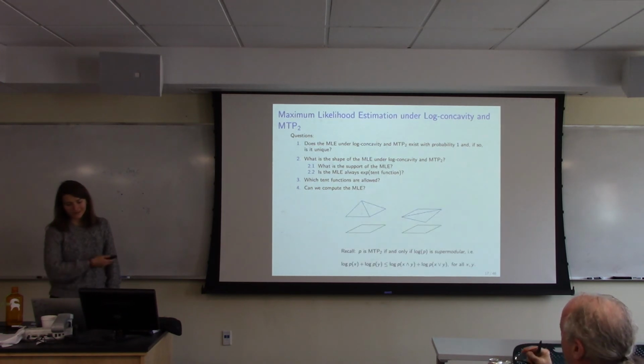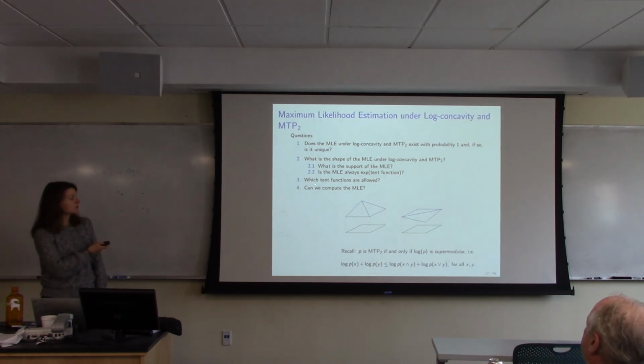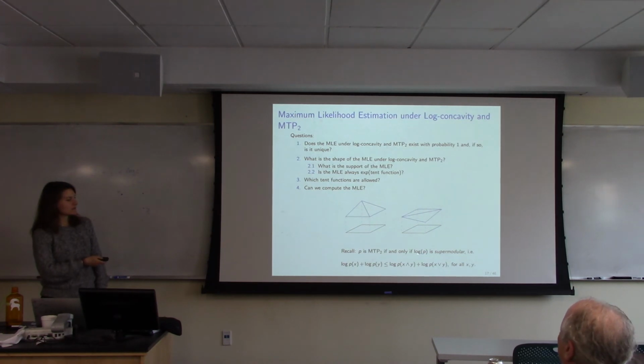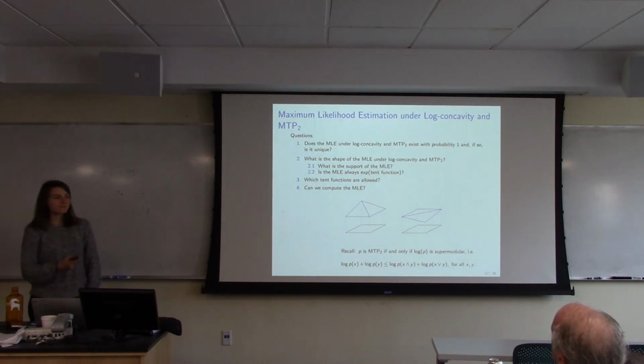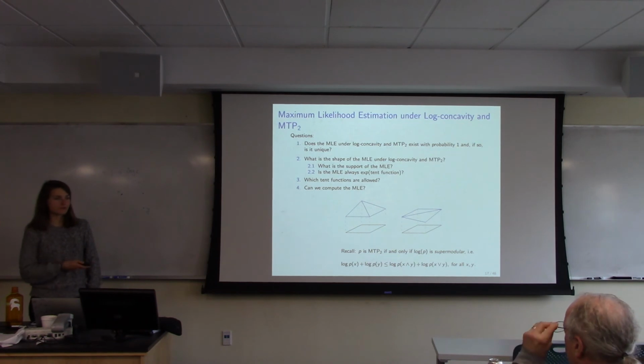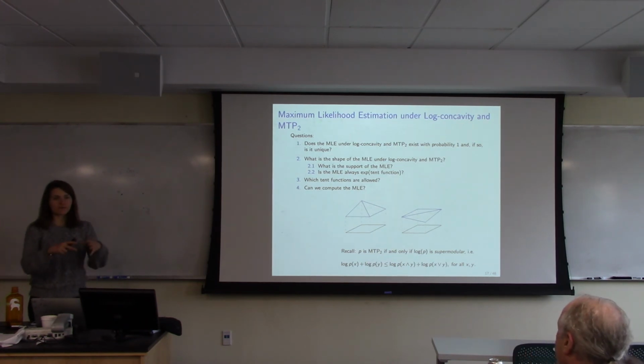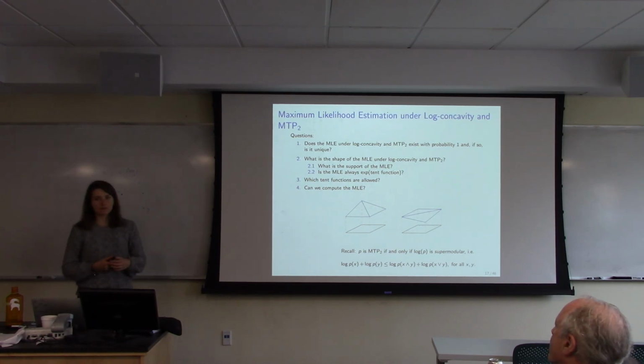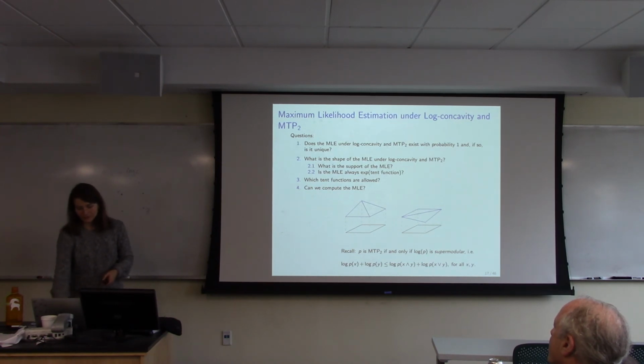And so, going back to this, which tent functions are allowed? Recall that P is MTP2 if and only if its logarithm is supermodular. So if P was the exponential of a tent function, then you would need this tent function to be supermodular. And it turns out that not all piecewise linear concave functions are supermodular. So we have to see which ones are even allowed.